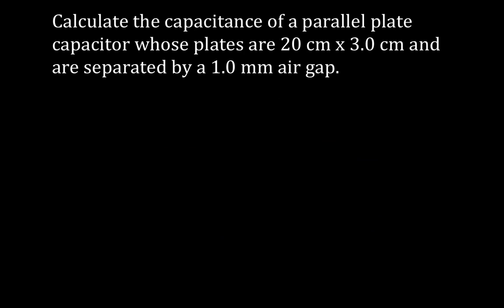Okay, here we go. We have a capacitor. It says calculate the capacitance of a parallel plate capacitor whose plates are 20 centimeters by 3 centimeters. We'll assume they're rectangular and they're separated by a 1.0 millimeter air gap. We want to calculate the capacitance of the capacitor, so we're going to get out the equation. This is the equation we're going to use: the capacitance is equal to the dielectric constant times the permittivity of free space, multiplied by the area divided by the distance.